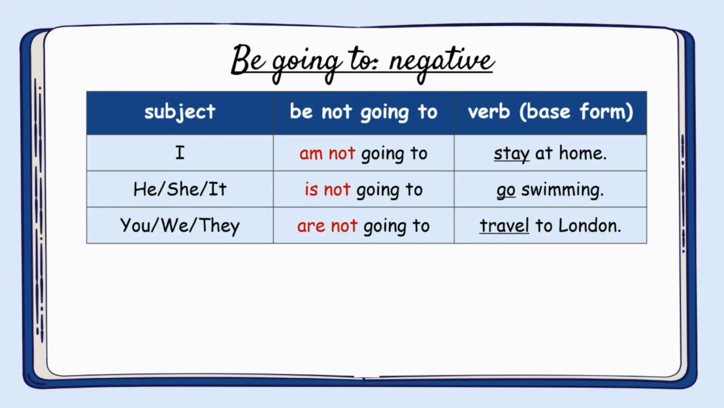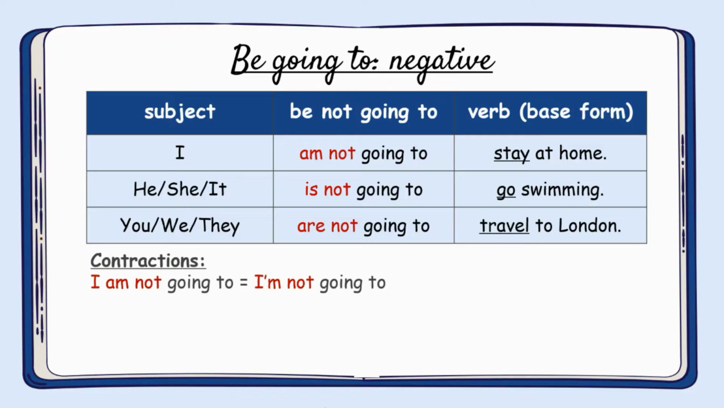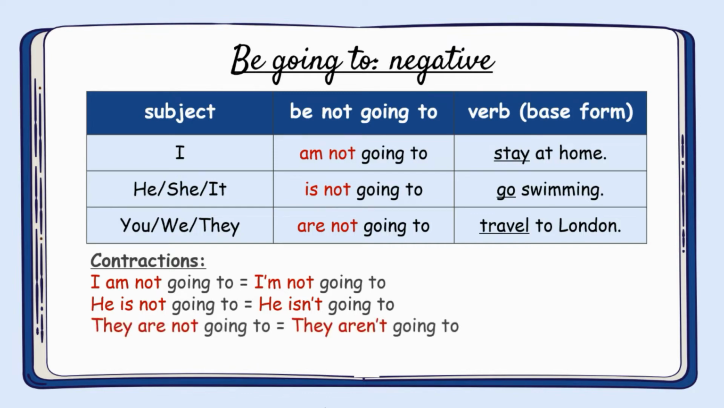We can also use contractions when we are speaking. I am not going to becomes I'm not going to. He is not going to becomes he isn't going to. They are not going to becomes they aren't going to.